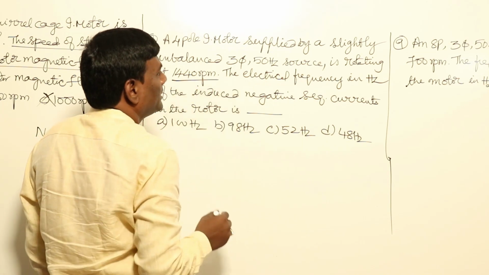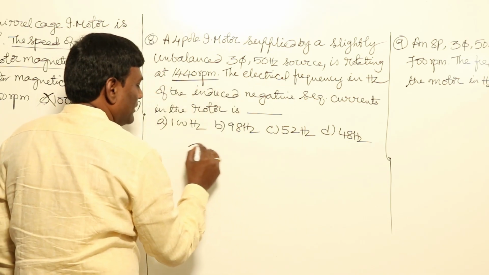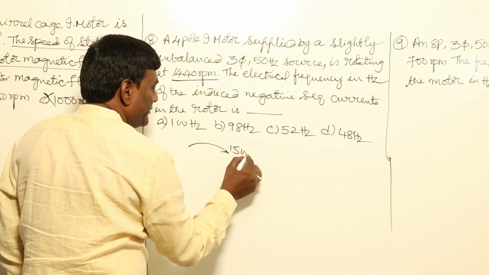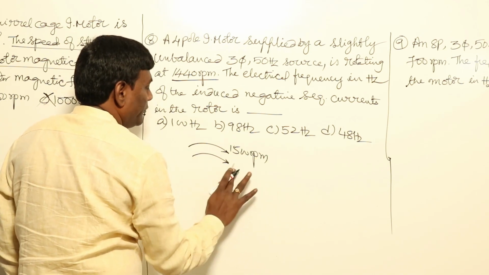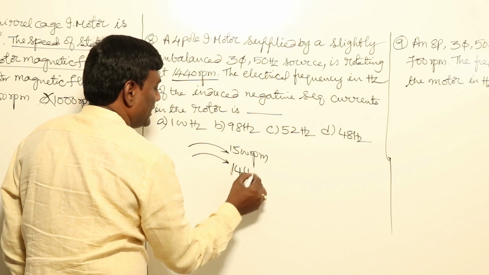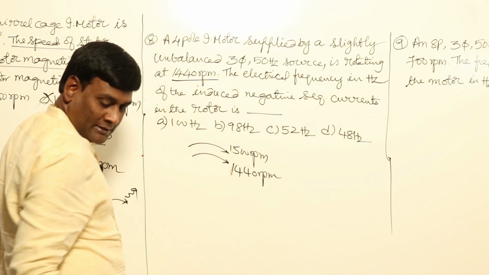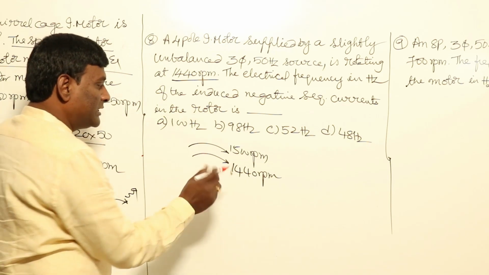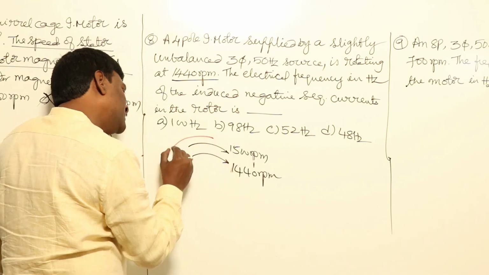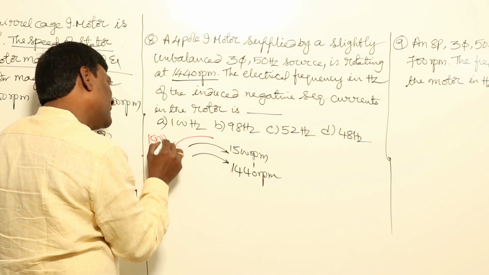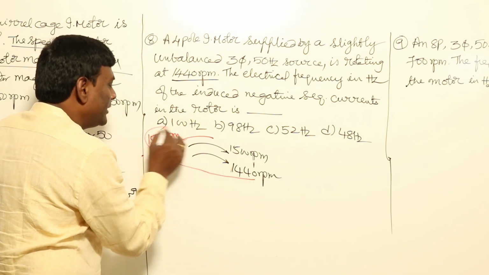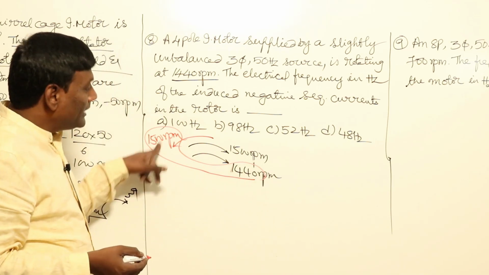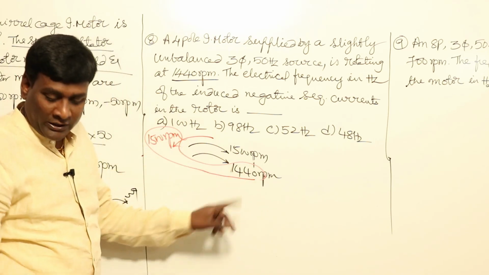For example, if the stator magnetic field is rotating in this direction at 1500 rpm, the rotor is rotating in the same direction at 1440 rpm. This is the positive sequence, going in this direction. Now the negative sequence will rotate in the opposite direction at 1500 rpm. So what is the relative velocity between the rotor and the negative sequence? It is going to be 1500 plus 1440.